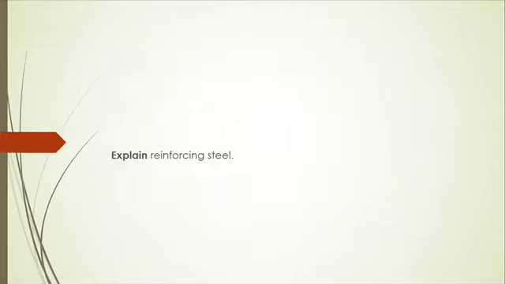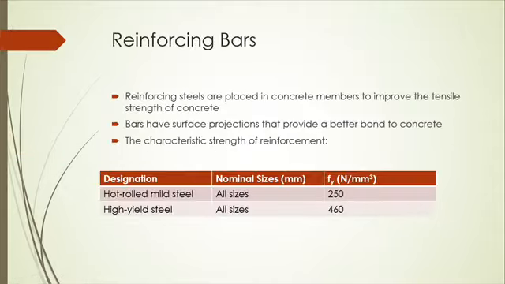So the next one we're going to explain, which is a common one, is the reinforcing steel. Reinforcing steels are often called rebars, which is a short term for reinforcing bars. Reinforcing steels are placed in concrete members to improve the tensile strength of concrete. As we know, concrete is brittle, not very strong in tensile strength, basically 2 megapascal, 2 Newton per millimeter square. So reinforcing bars or rebars or reinforcing steels are added to the concrete to produce reinforced concrete.